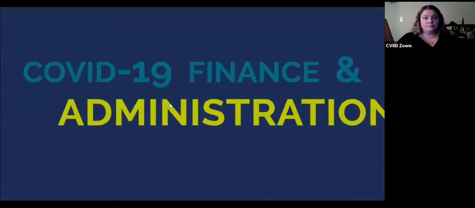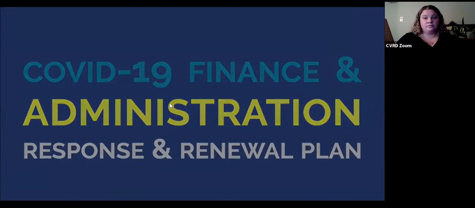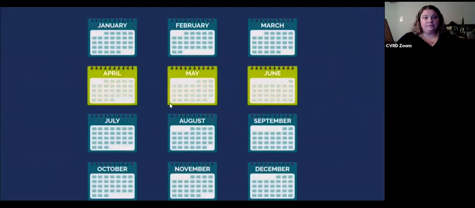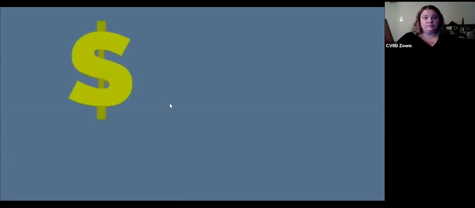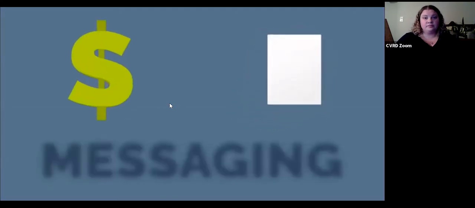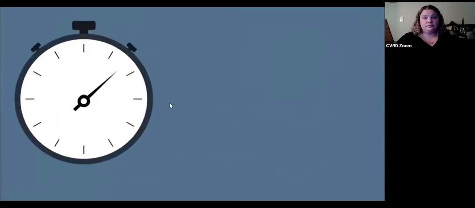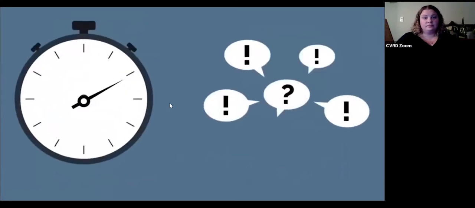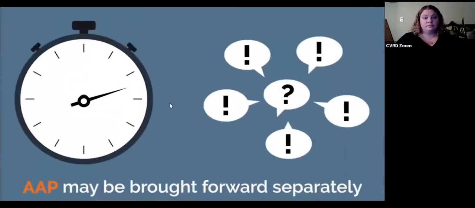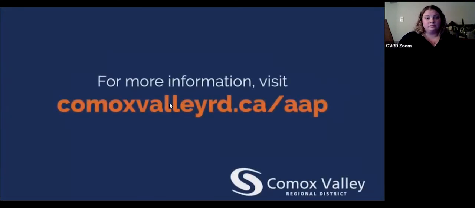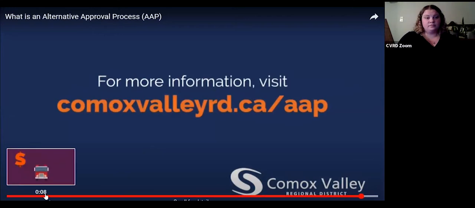As part of the COVID-19 Finance and Administration Response and Renewal Plan, the CVRD will be streamlining most of its AAPs to once a year in the spring. This singular, unified AAP will save money, streamline efforts, and ensure clear, consistent messaging regarding the process. In certain cases, where timing is crucial, or if there's a high level of community focus required, an AAP may be brought forward separately throughout the year. For more information on alternative approval processes, please visit comoxvalleyrd.ca/AAP.